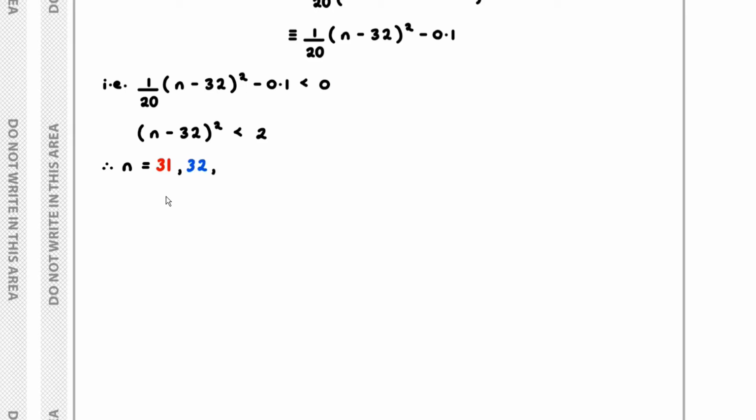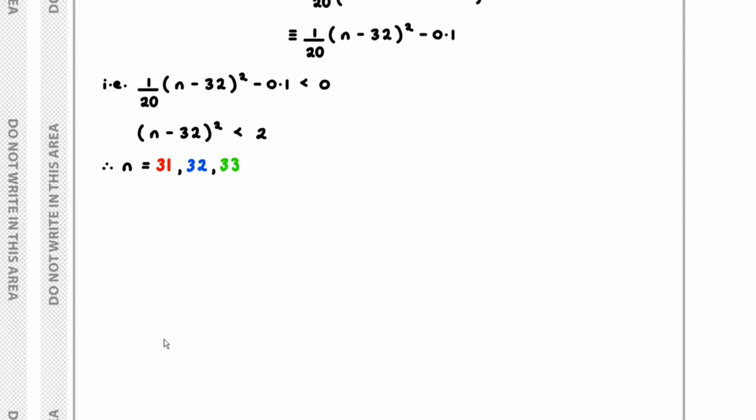Let's see which values of n give us a negative value. What we can do is set this less than 0. So we have 1 over 20 multiplied by (n subtract 32) squared subtract 0.1 is less than 0. Therefore, (n subtract 32) squared is less than 2. So, to find the values of n which satisfy this inequality, we have n equaling 31, 32, and 33. If I substitute these values of n into the left-hand side, I get something indeed less than 2.